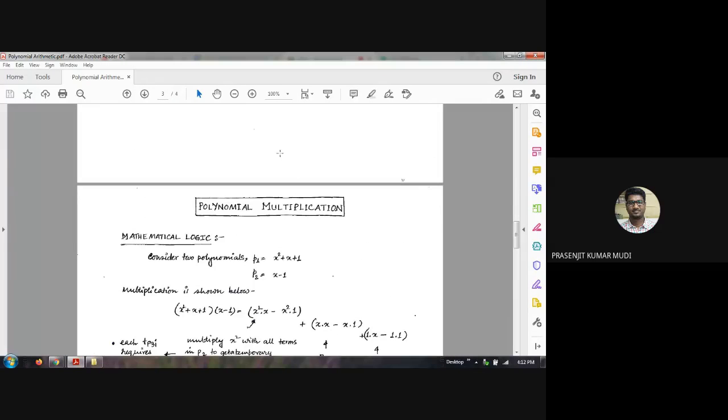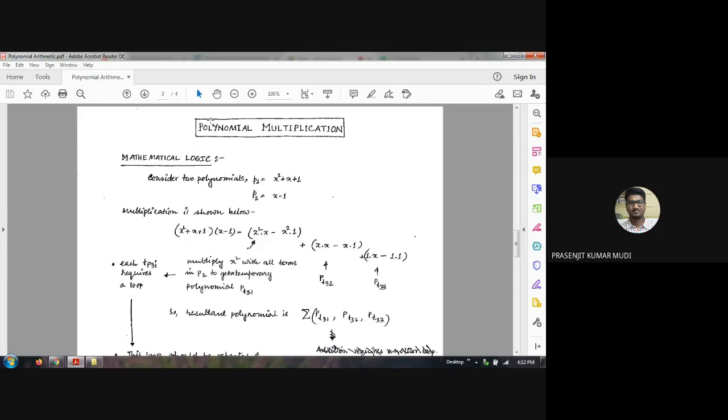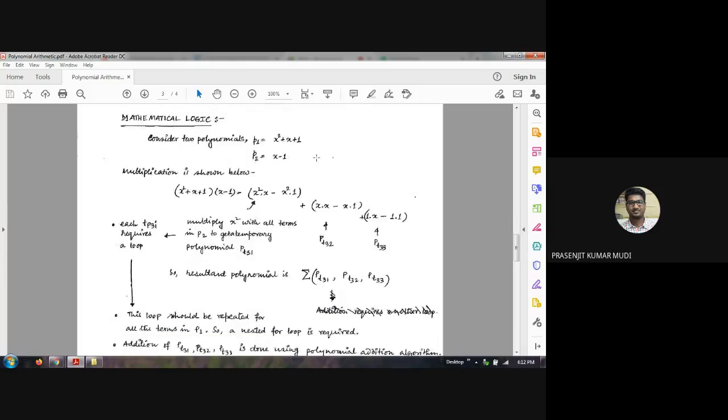That was a generalized algorithm for any two polynomials. It is capable of adding any polynomials of any degree with any number of terms. Now, coming to polynomial multiplication, let's understand the mathematical logic first. Once we understand the logic, the rest is not a big deal.